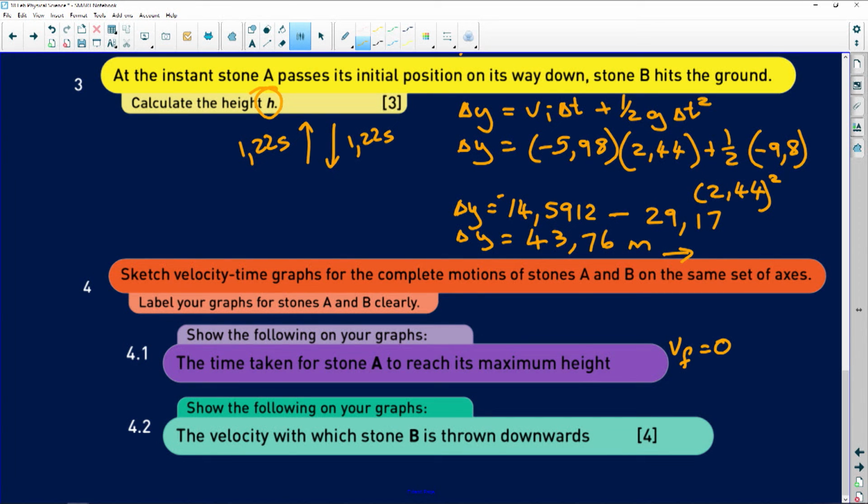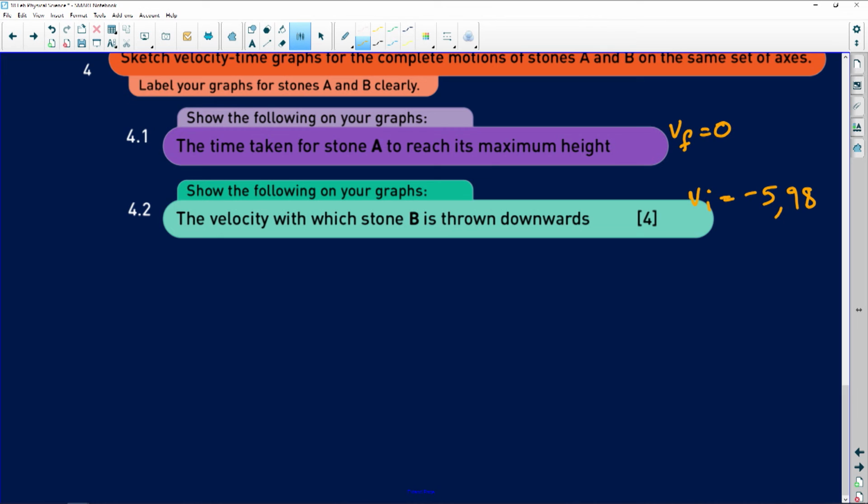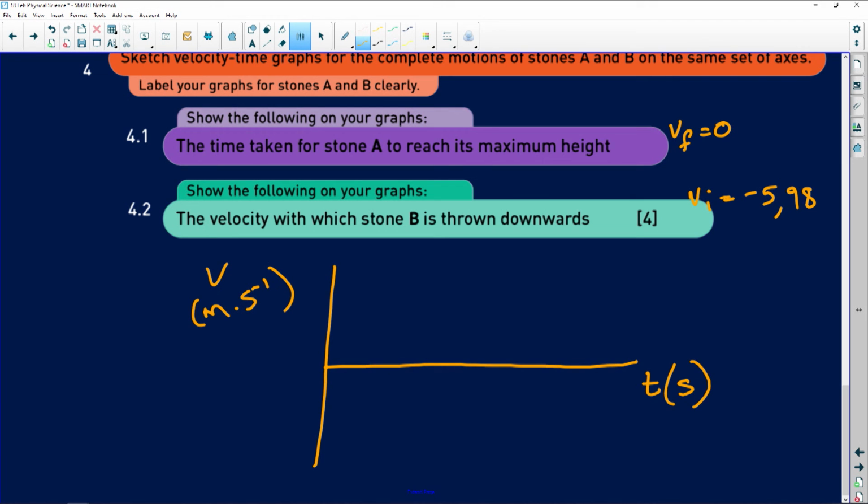And show the following on your graph: the velocity with which stone B was thrown downwards. And remember, stone B's initial velocity was minus 5.98. So now we've got to be very careful with our graphs, okay? So you've got to draw them on the same system of axes. So we're going to have velocity in meters per second, and we're going to have time in seconds. So let us start with object A. So object A was thrown up at a velocity of 12 meters per second. So we can show it on our graph. It was thrown up at 12 meters per second.